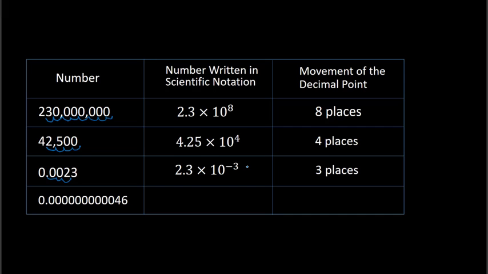Next we have this expression. So the decimal is moving after the 4, the first non-zero number. So it's moving from here over 1, 2, 3, 4, 5, 6, 7, 8, 9, 10, 11 places. So this becomes 4.6 times 10 to the negative 11th power because it's moving 11 places. And it's negative because this number is much smaller than 1.